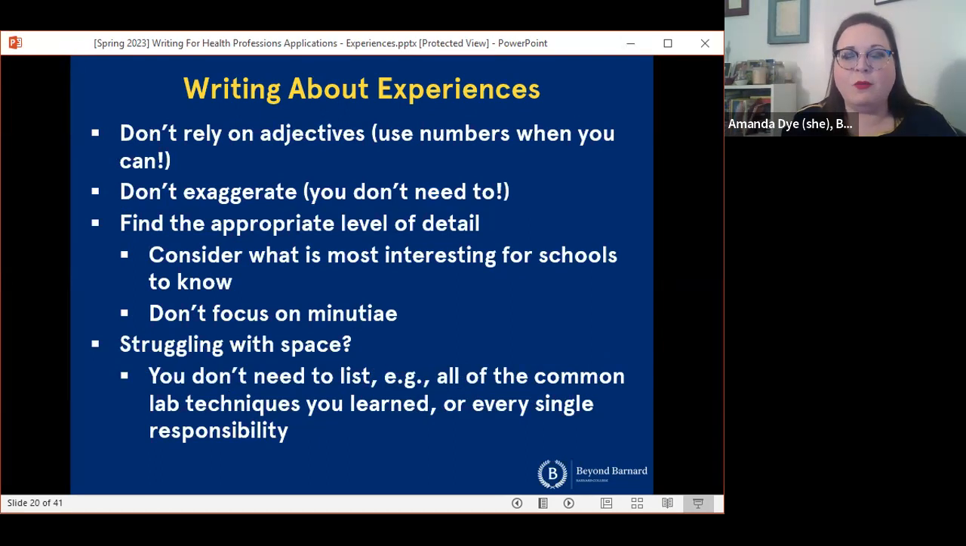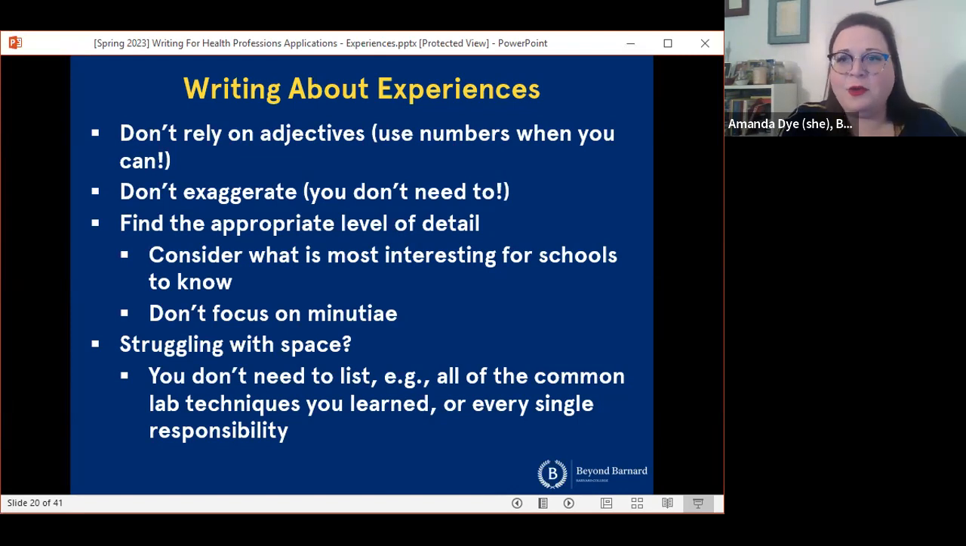Once you have a draft of your description for each activity, I encourage you to revise with a few things in mind. As is typical with writing for resumes and other kinds of documents like this, I would encourage you not to rely on adjectives and to use numbers when you can. Adjectives can sometimes feel a little bit self-aggrandizing, and numbers can feel a little bit more objective to a certain degree.